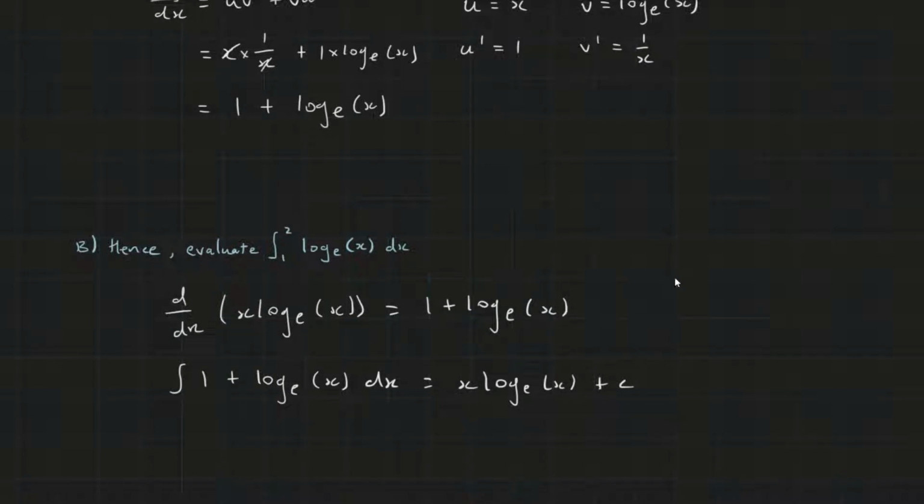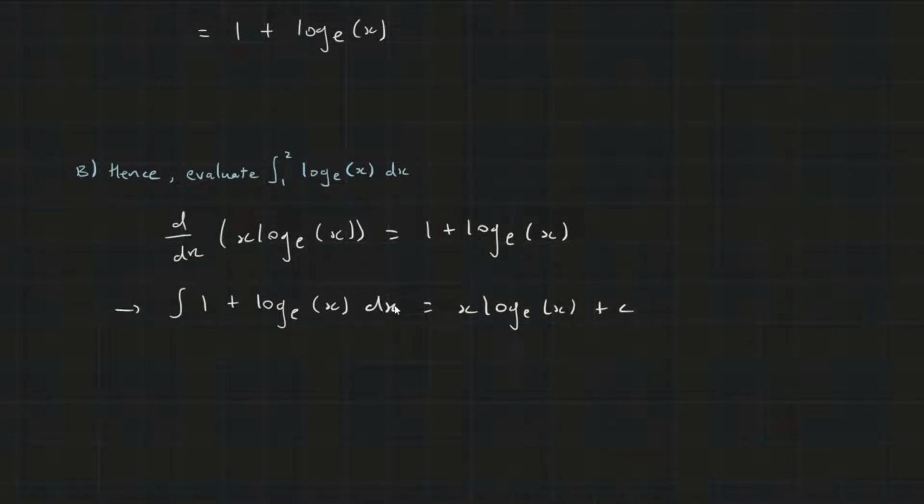And the reason why I know how to do that is because the question has hence in it. A lot of people skip over this word, but it's actually really important in understanding how to do this question. Hence implies that you have to use a result from a previous question to help us answer the current question. So in this case, we had to use the result that the derivative of x log e x is equal to 1 plus log e of x.